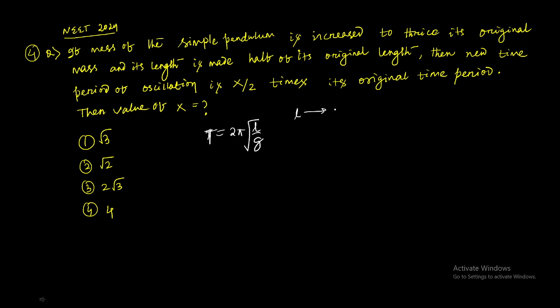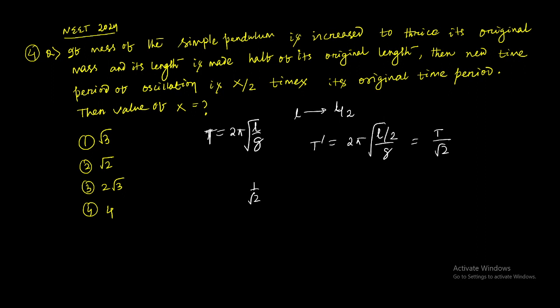Right, the original length is made half. Sorry, this should be half, right? They are making the length half, so the length will be L by 2. Now the new time period T dash equals 2 pi root over (L by 2) divided by g. That is basically T by root 2.